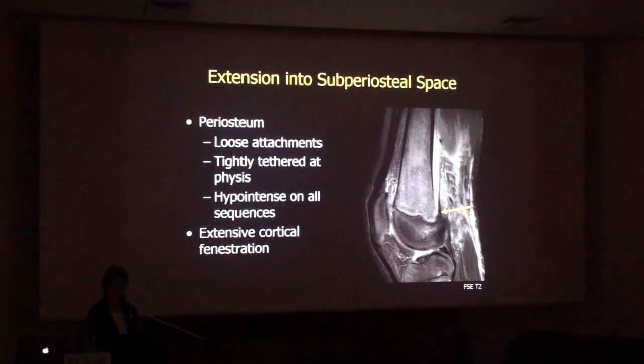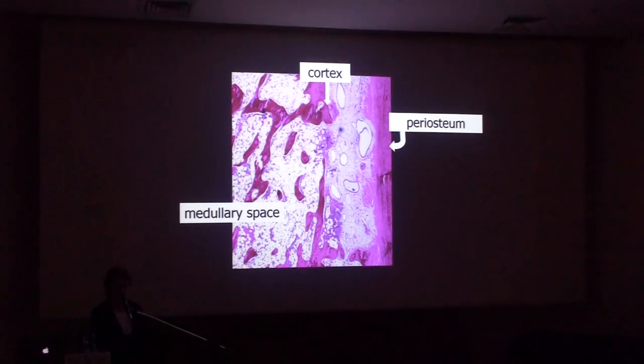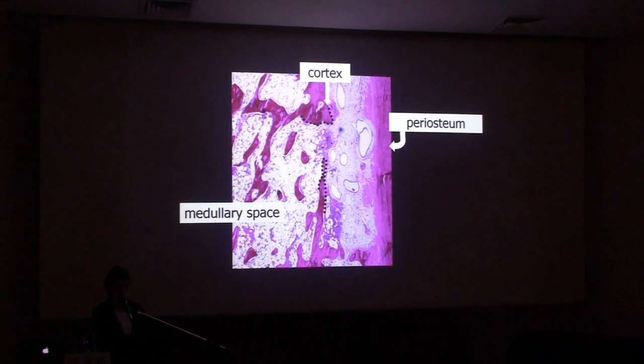It's a hypointense structure on all sequences, so it's very easily seen. And again, it's this extensive fenestration through the cortex that allows the pathogens to go from the inside of the bone to the subperiosteal location. And we can see what this looks like on this histologic slide. On the right is the periosteum. We have the cortex, and then fenestrating through the cortex are vessels, and then it goes to the fibrovascular tissue of the subperiosteal space. So it's these windows through the cortex that allow the pathogens to extend very easily.